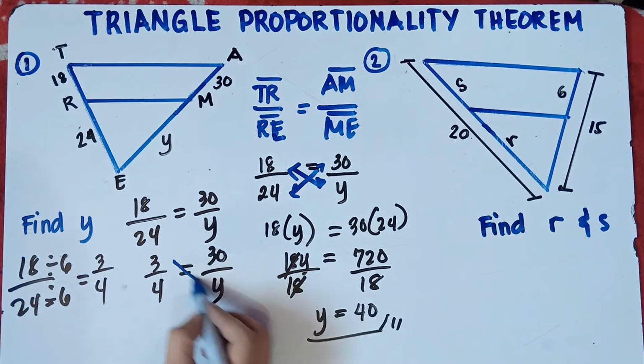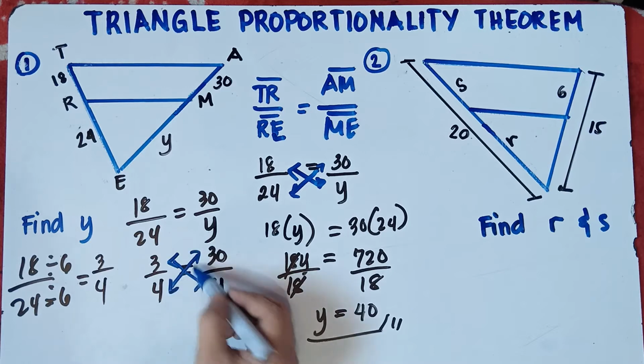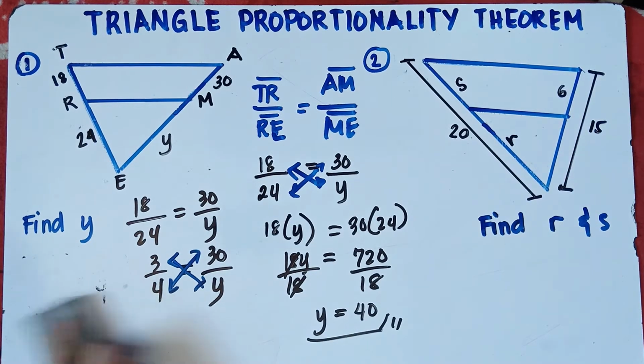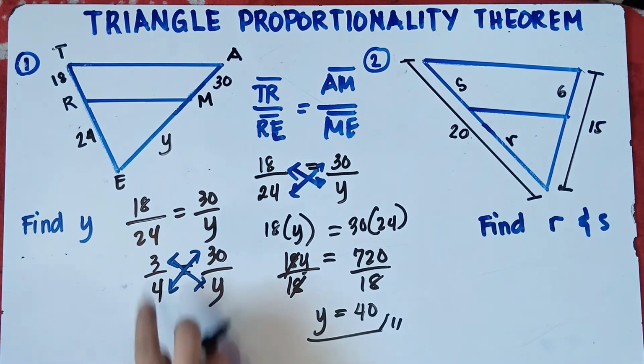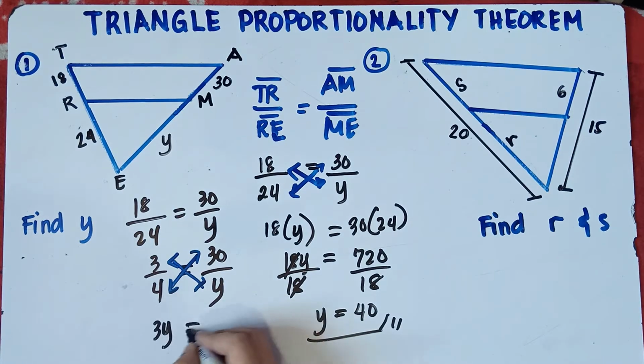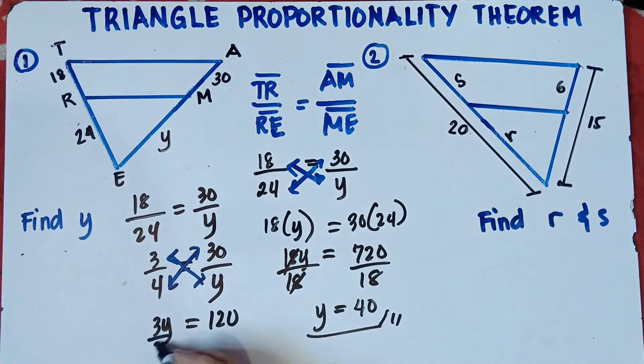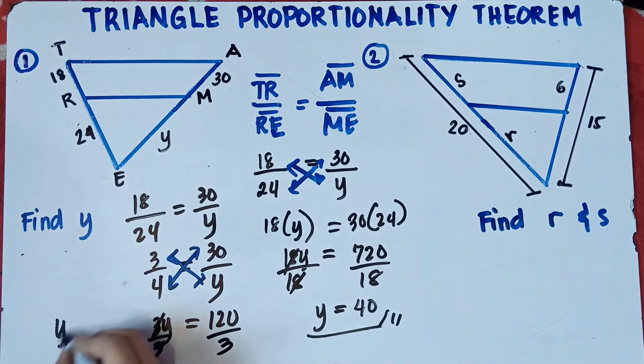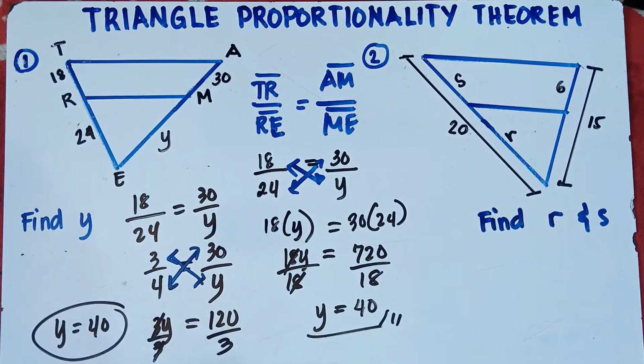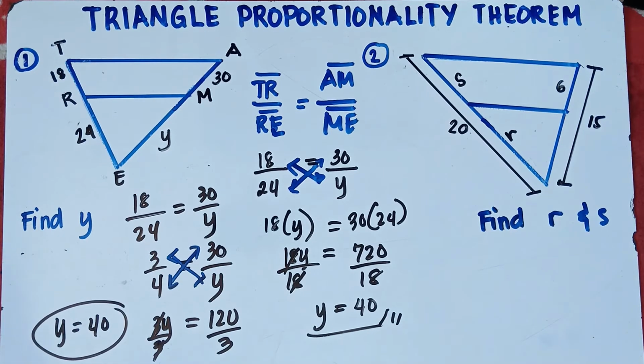So let's cross multiply. So this will be 3 times y. Let's check, class, if we will have the same answer. So 3y is equal to 4 times 30, that is 120. And to get the value of y, you divide both sides by 3. So divide by 3, cancel this out, and your y is equal to 40. So you will have the same answer, class, but it is easier than the other one. So our y is 40.